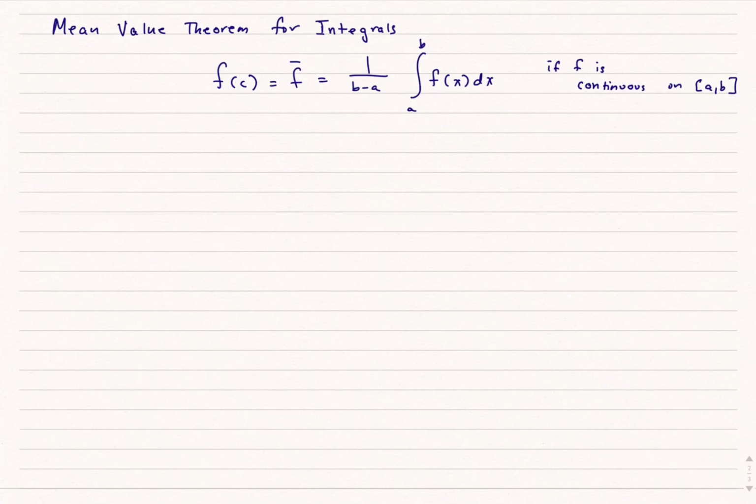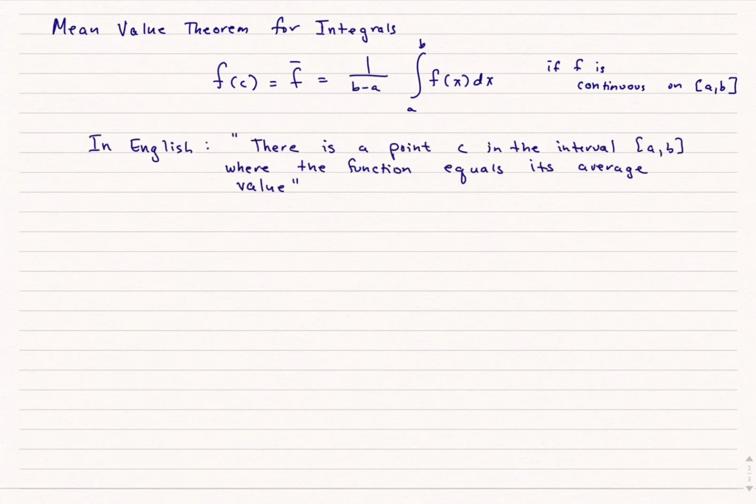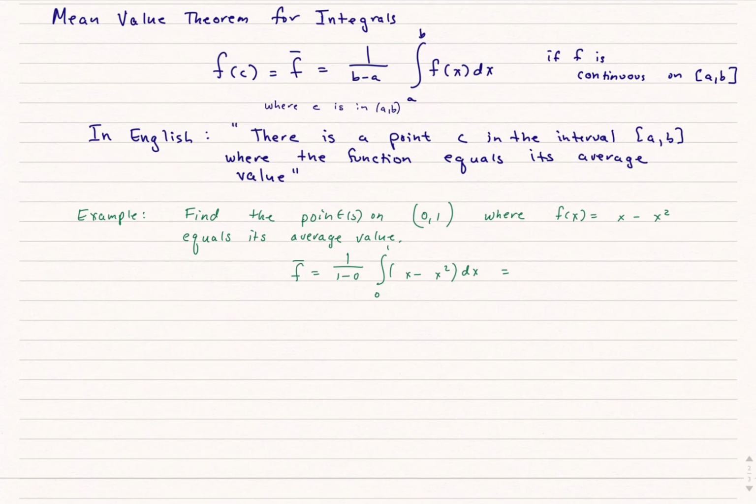What does that mean? Well, in English, that means there is a point c in that interval a to b where the function actually equals its average value. Let's look at an example. Let's find the point or points on the interval from 0 to 1 where f of x equals x minus x squared equals its average value.